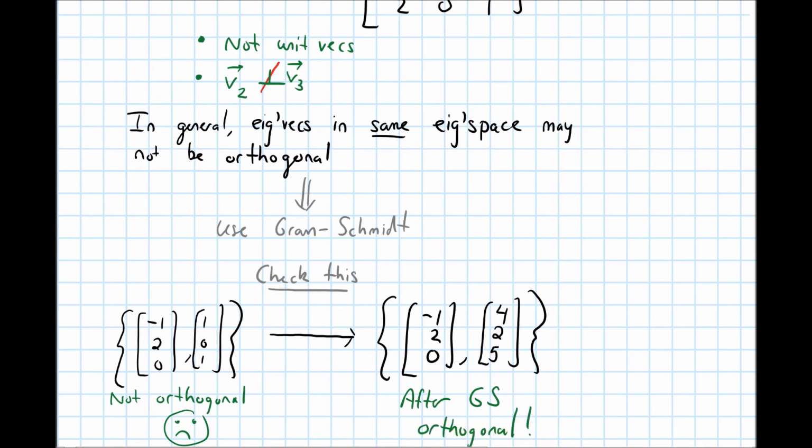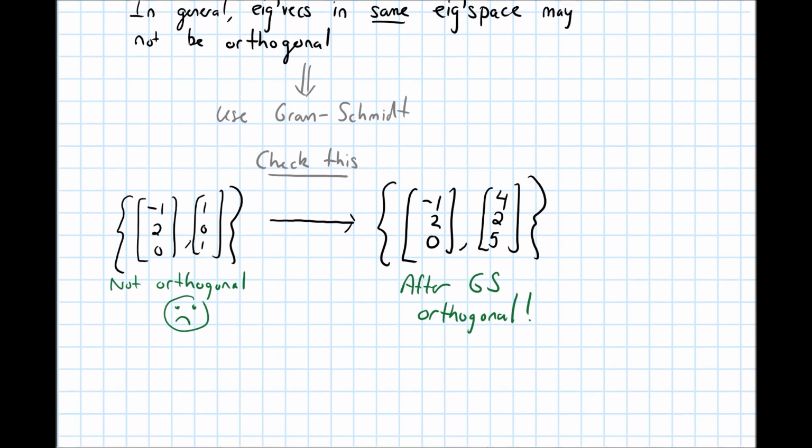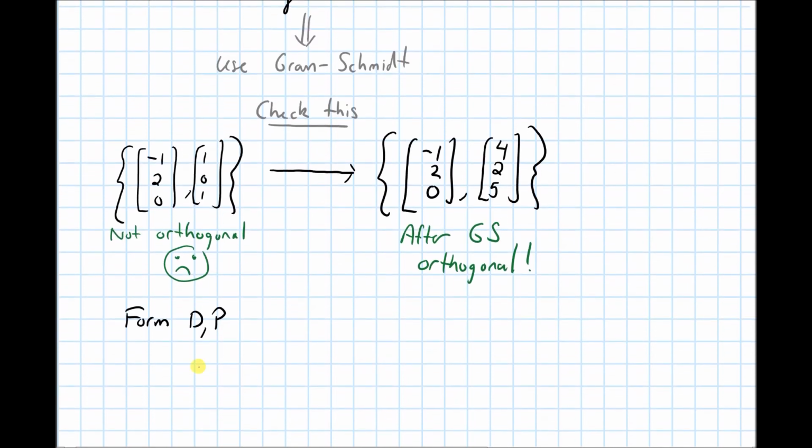And that's what we wanted. So now we're finally ready to form our matrix D and our matrix P. So let's form D and let's form P. D is going to be our diagonal matrix that has the eigenvalues on the diagonal.